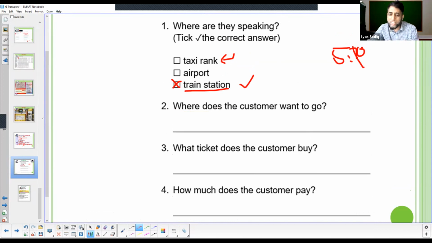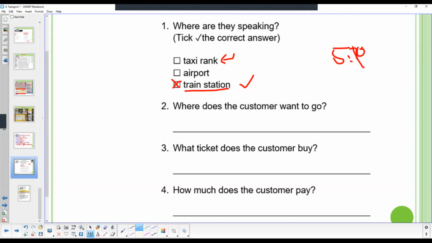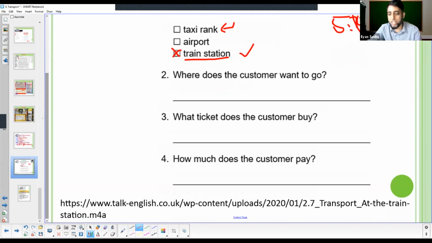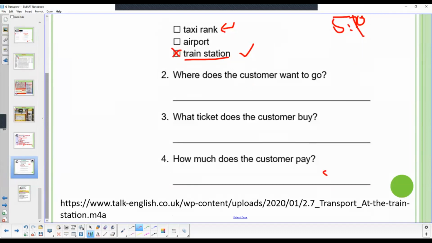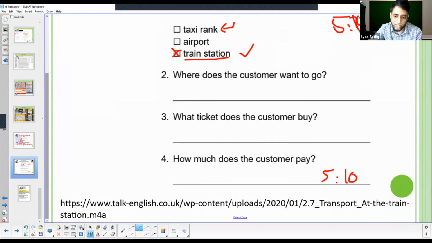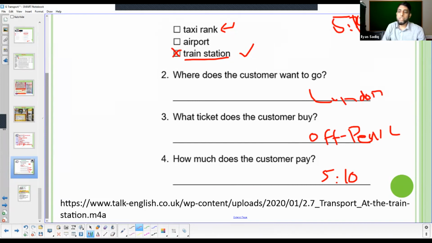What ticket does the customer buy? An off-peak ticket. And how much does the customer pay? £5.10. And this is off-peak. Okay, and she is going to London. My screen is not working well today. Okay, so this is what you heard already.